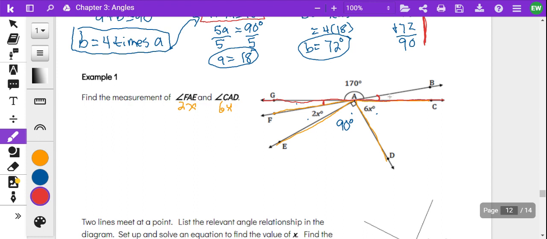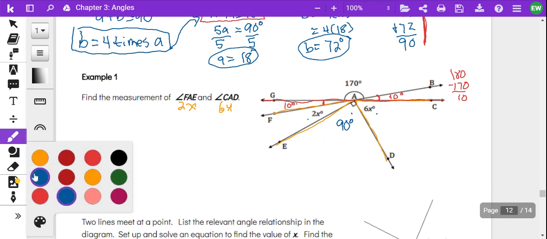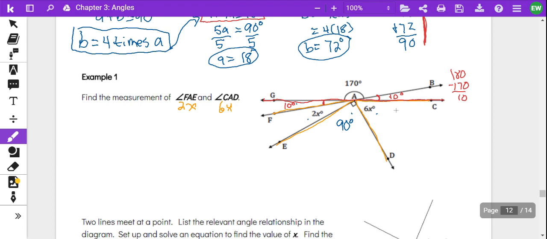So I'm going to find this angle first. 180 minus 170 is 10. So I know this is 10. That means this is 10. I'm going to set up an equation now, because I have 4 angles that are going to equal 180. So I have the little angle 10, I have 2x, I have 90, and I have 6x. And those are all going to equal 180.